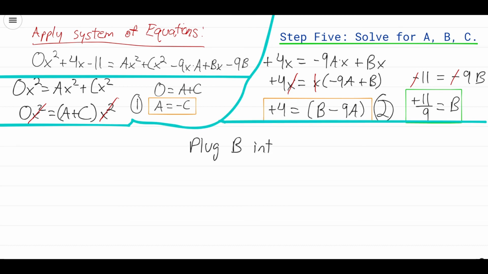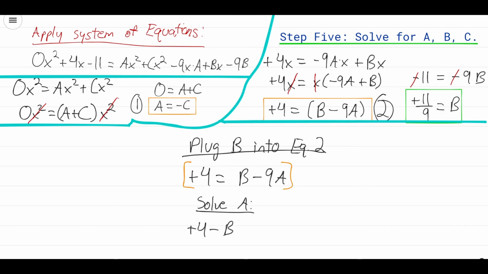So let's plug b into equation 2. So 4 is equal to b minus 9a. So that was equation 2. So let's solve for a now. So 4 minus b over negative 9 is equal to a. And all I did right here was just do algebra to solve for a. Subtract b, then divide by negative 9. So this in turn is equal to a.